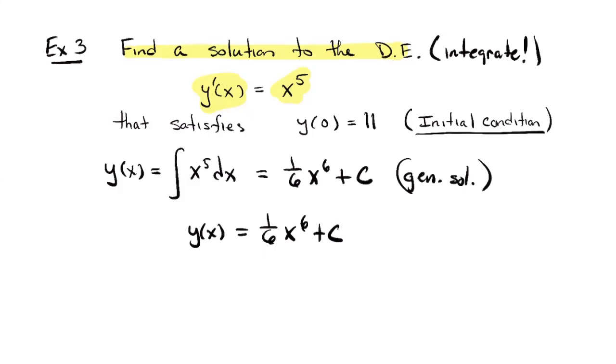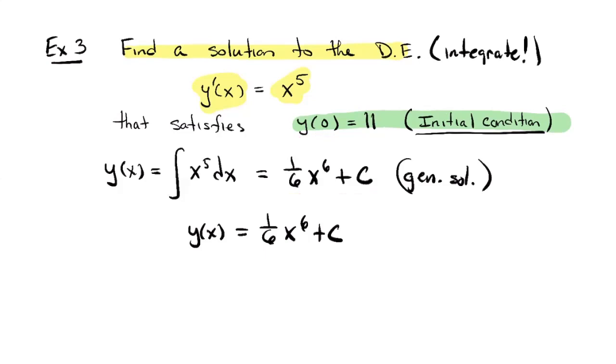Okay, so now I'm going to sneak in some more vocabulary on you. I specified that I wanted to solve this differential equation subject to this initial condition. An initial condition is just a certain value of the function for a certain input value. So of this infinite family of functions that solves my differential equation, I want the one that passes through the point (0, 11).